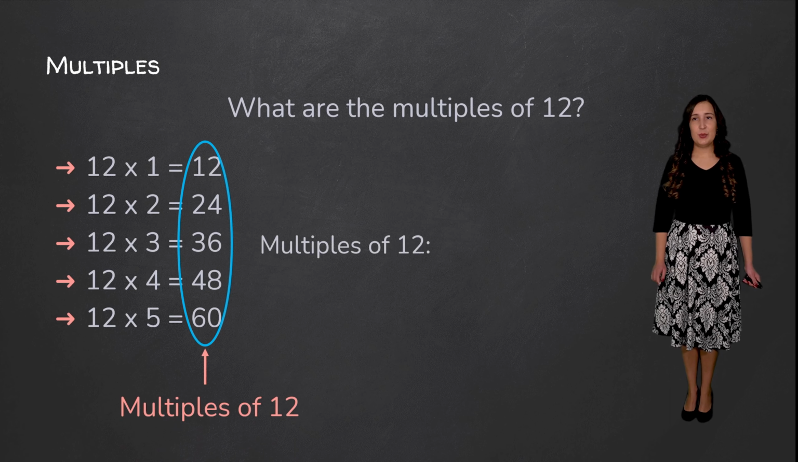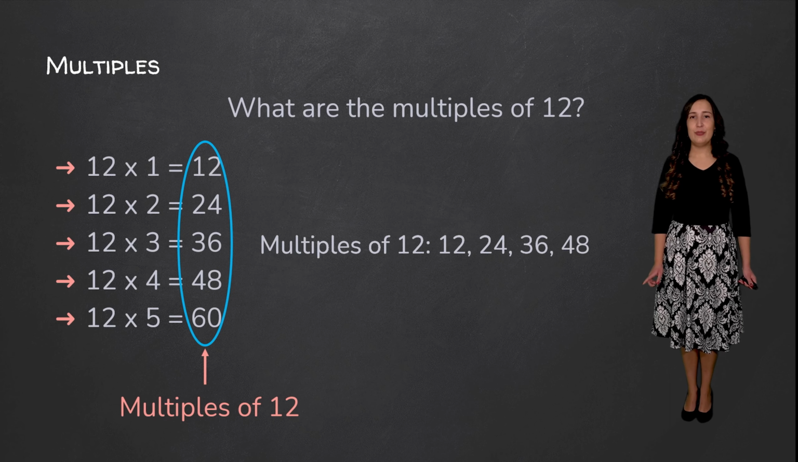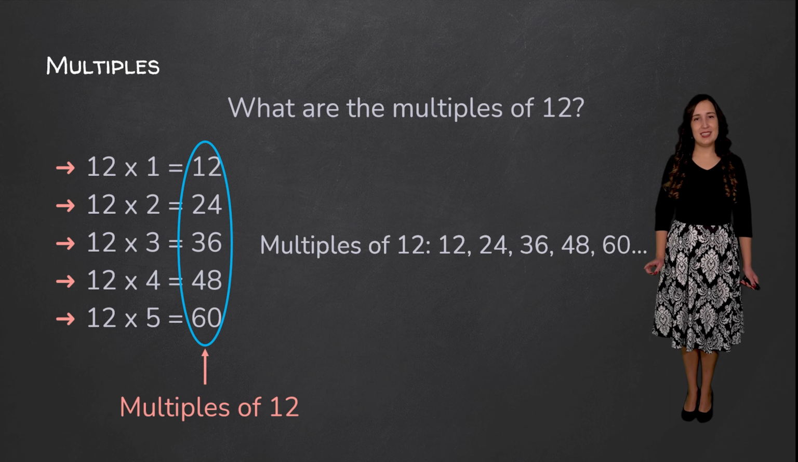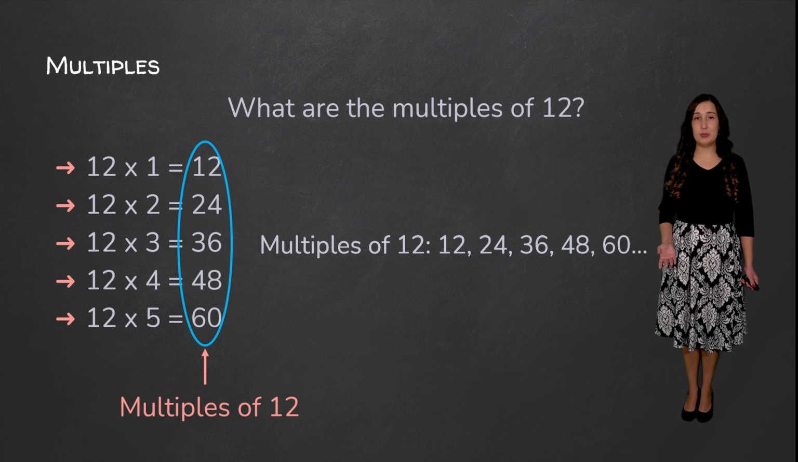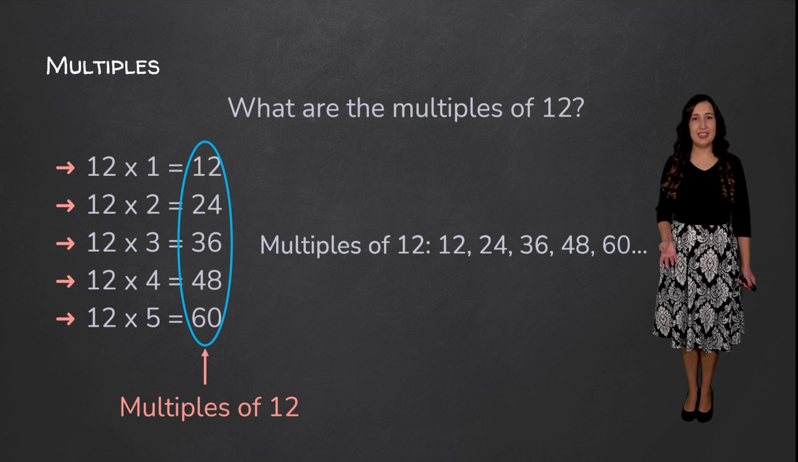All right, so we're going to list them out. So our multiples of 12 are 12, 24, 36, 48, 60, and then ... because our multiples could go on forever. All right? So that's it for multiples.